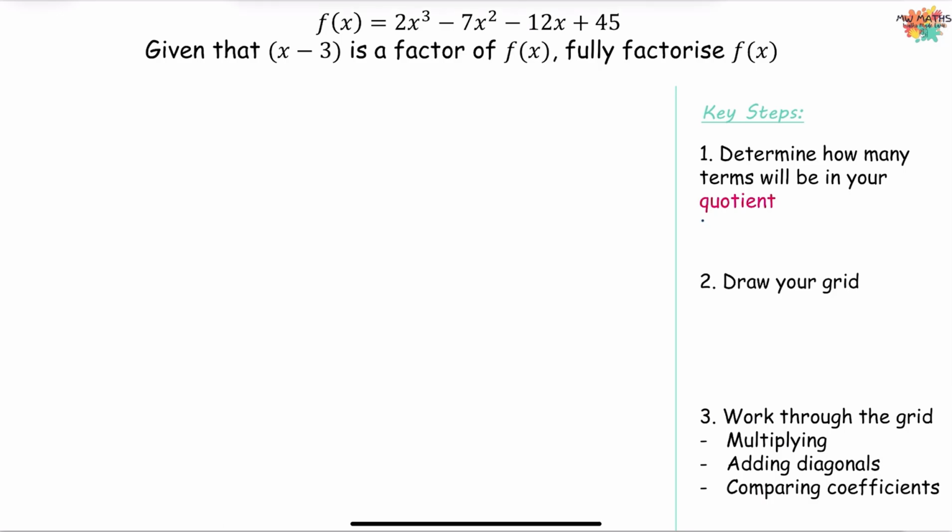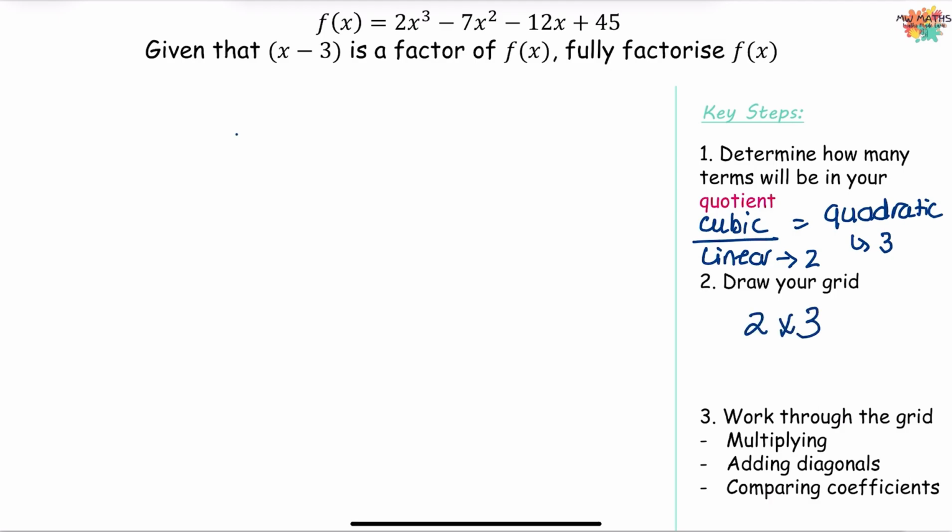But what is the other grid? So I've got a cubic. I'm dividing that by a linear term. What would the result be? Well, it would be a quadratic. Now, ordinarily, a quadratic has 3 terms, and my linear factor has 2 terms. So this tells me that it needs to be a 2 by 3 grid.